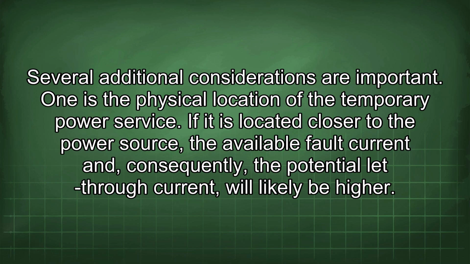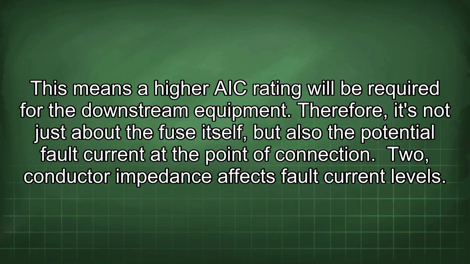Several additional considerations are important. One is the physical location of the temporary power service. If it is located closer to the power source, the available fault current and, consequently, the potential let-through current will likely be higher. This means a higher AIC rating will be required for the downstream equipment. Therefore, it's not just about the fuse itself, but also the potential fault current at the point of connection.